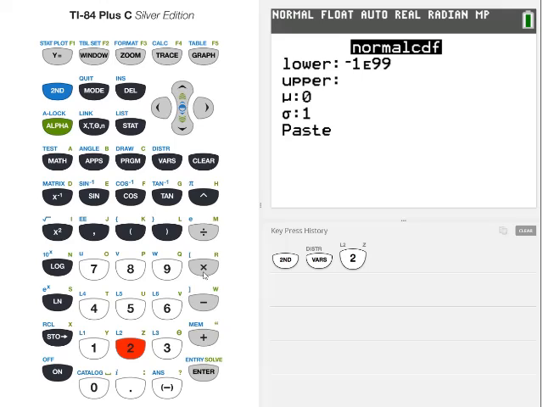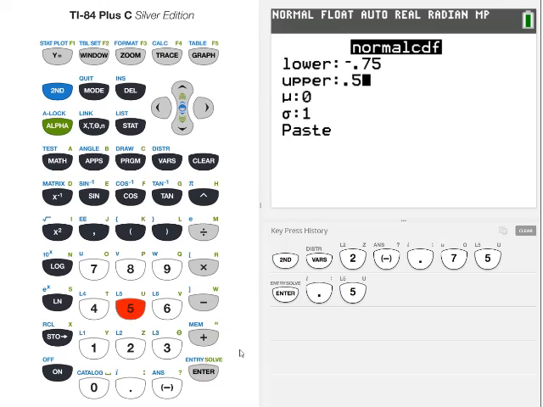If there's something already filled in for the lower value, it's probably -1 times 10 to the 99th, which is the calculator's way of saying negative infinity. We don't want to go that far down. We want -0.75. So I will type -0.75. For the upper value, we want 1/2, 0.5. The mean and the standard deviation we'll leave as 0 and 1.